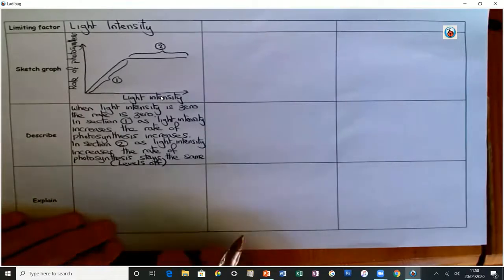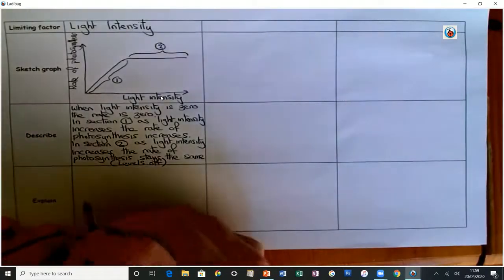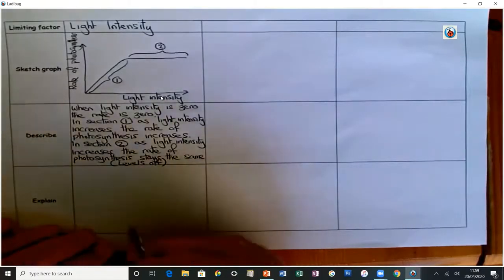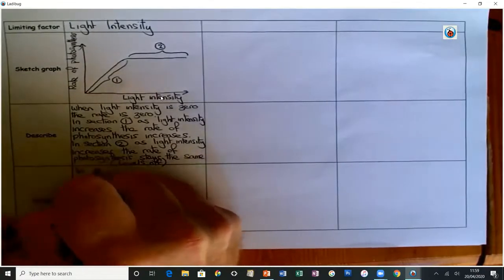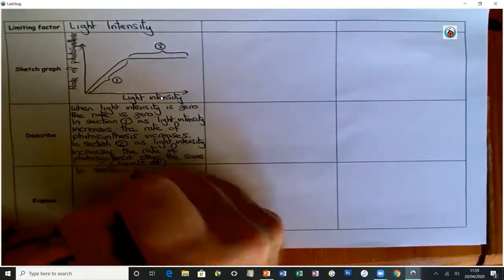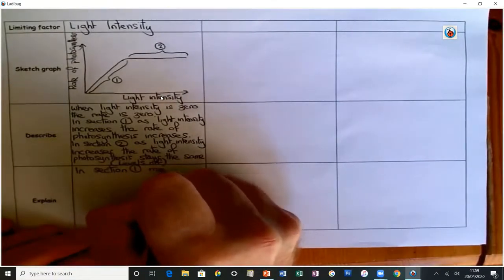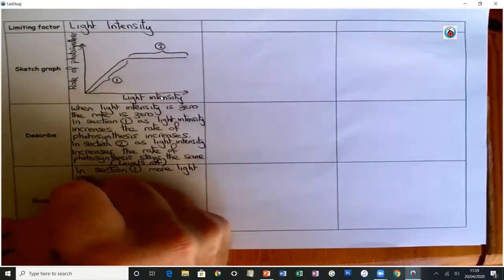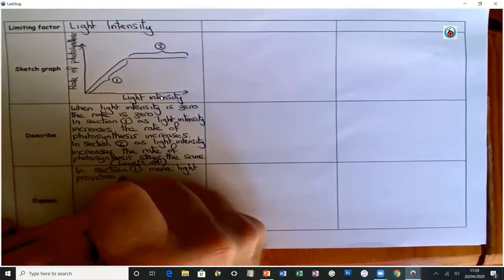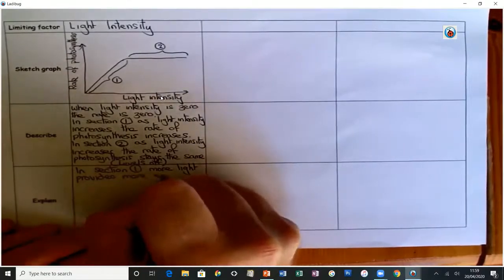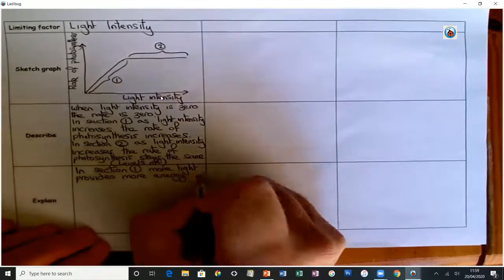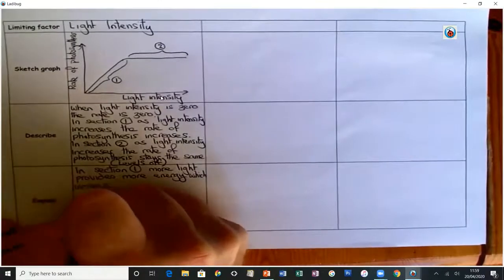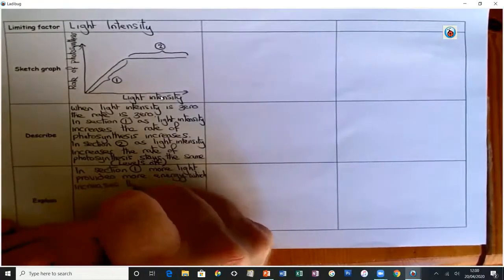Now we need to explain why it's happening. In section 1, more light provides more energy, which increases the rate of photosynthesis. So in section 1, more light provides more energy, which increases the rate.